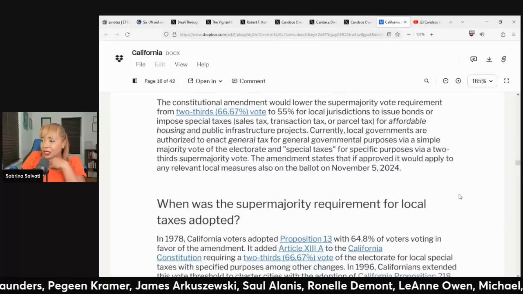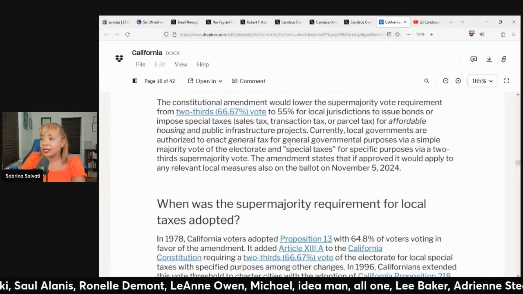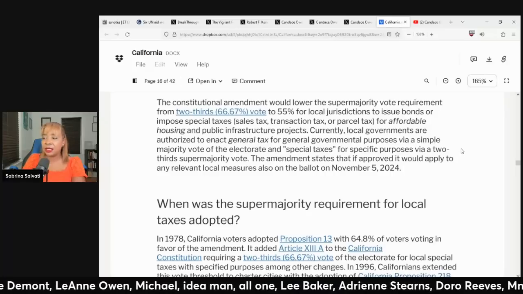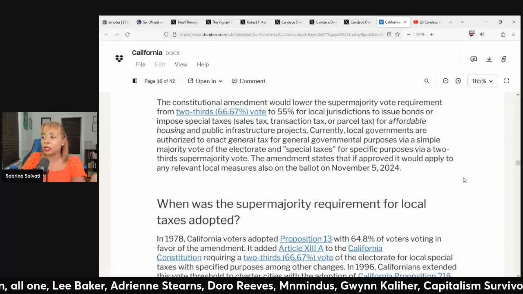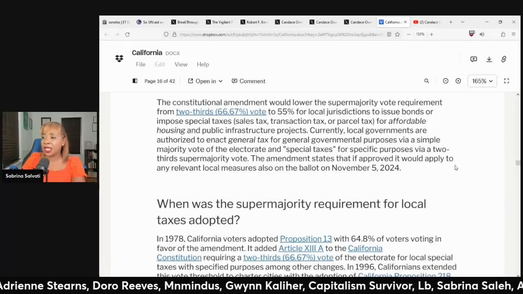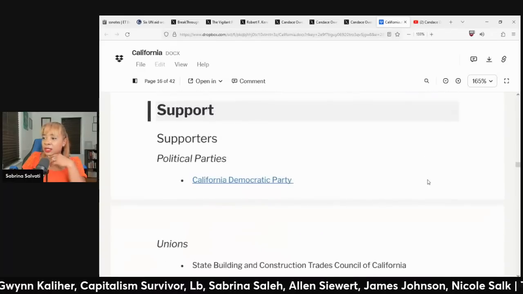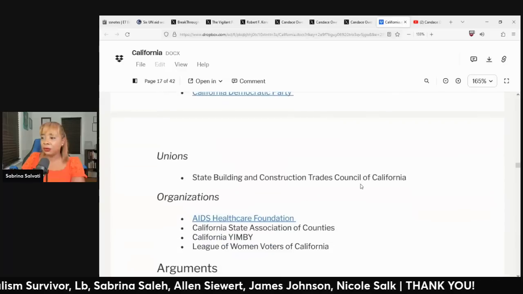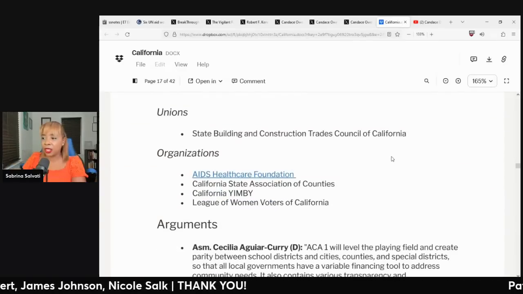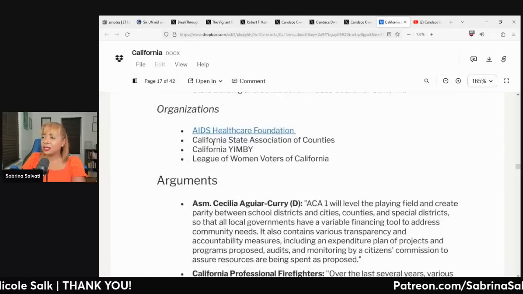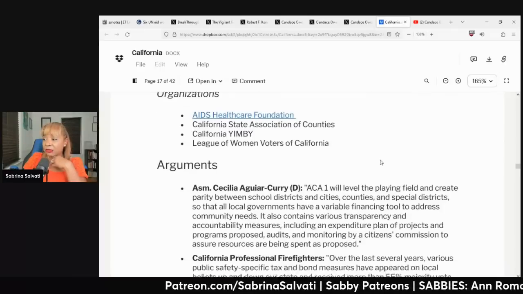It says here, currently the local governments are authorized to enact a general tax for general government purposes via a simple majority vote of the electorate, and special taxes for specific purposes via a 2/3 supermajority vote. Who supports this? California Democratic Party, the State Building and Construction Trades Council of California, organizations. This is interesting. AIDS Healthcare Foundation, the League of Women Voters of California, to name a few.